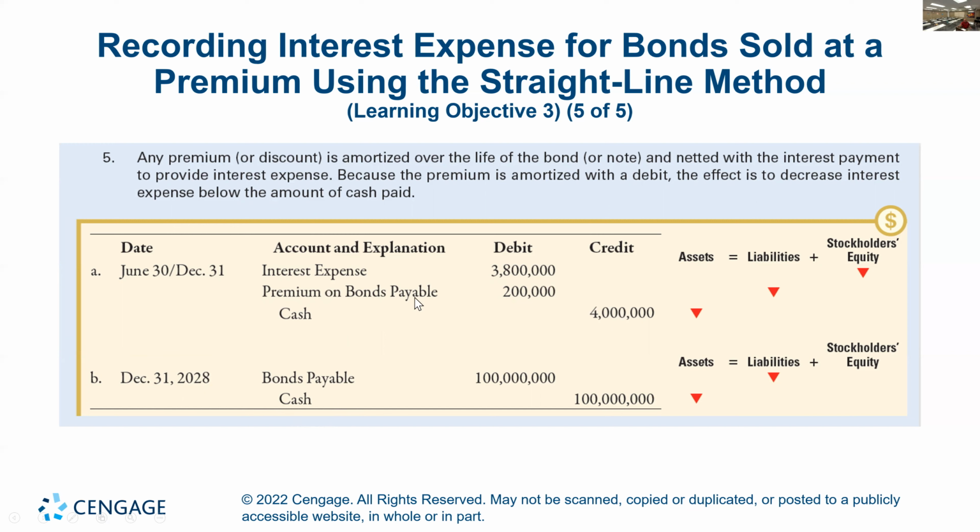Okay, the premium is totally wiped out. There's nothing in that account because we put this entry in there 10 times. The bonds payable comes off the books and we pay back the money that we borrowed.